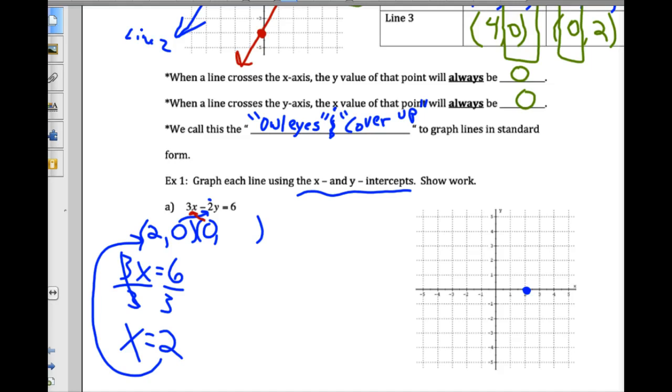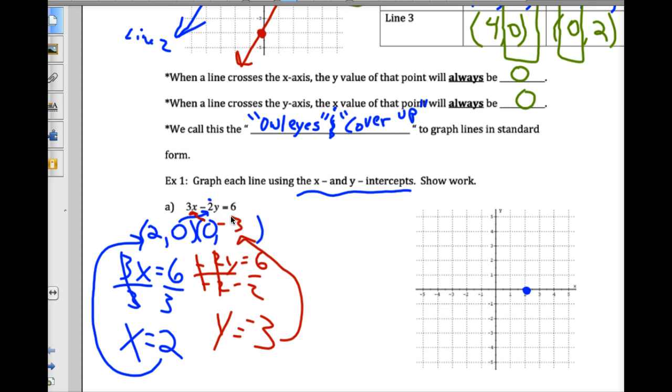Cover it up. It's 0. It's gone. But I still have negative 2y equals 6. Divide both sides by negative 2. Y equals negative 3. So I'm going to put negative 3 in for the y value, because that's what y is when x is 0. And there's my y-intercept. 0, negative 3.